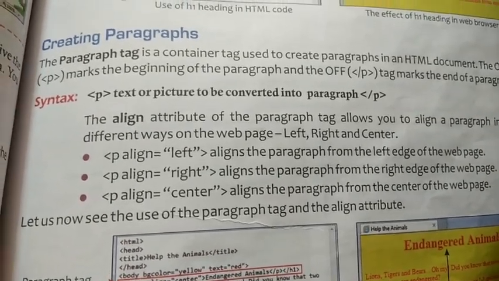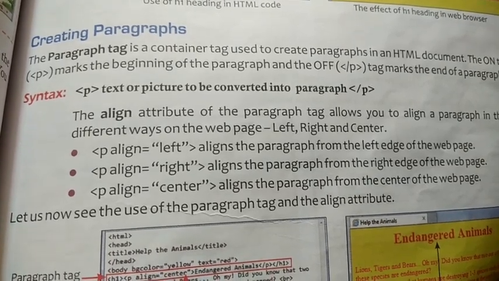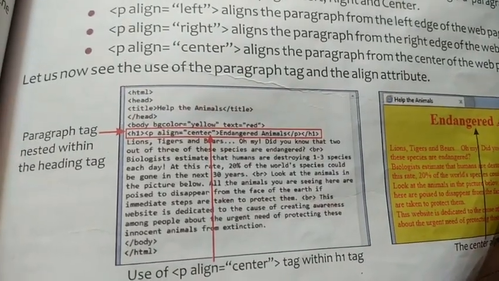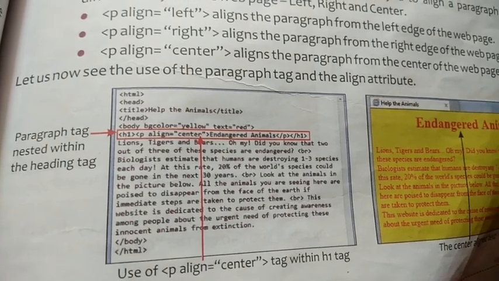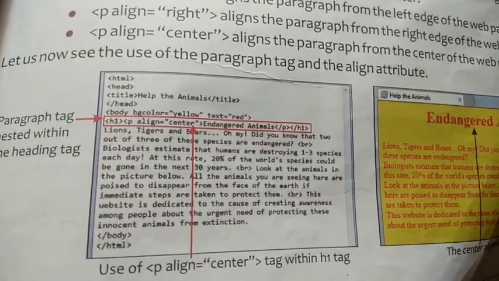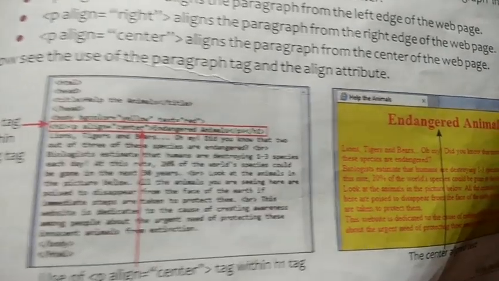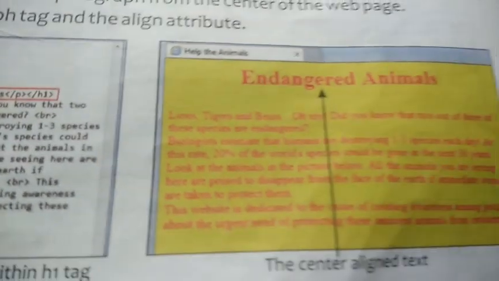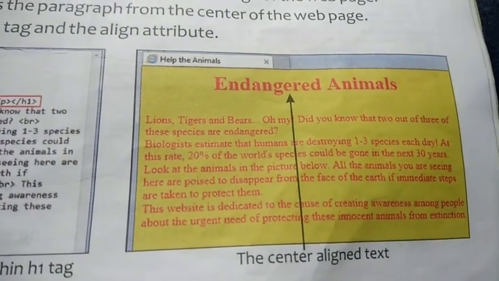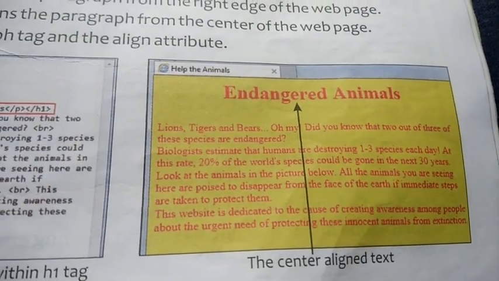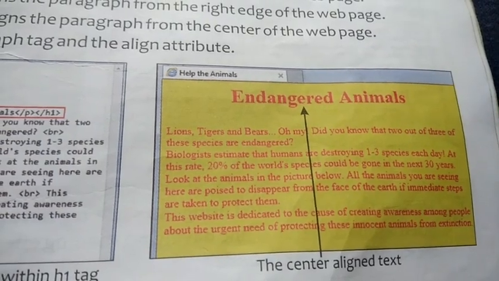So let us now use the paragraph tag and the align attribute. So see properly, the paragraph tag is nested within the heading tag. Write the same coding, use of p align center tag within the h1 tag. Okay, after converting, you can see in the web browser the center aligned text. You already wrote this code as it is, so you can see the result output properly.